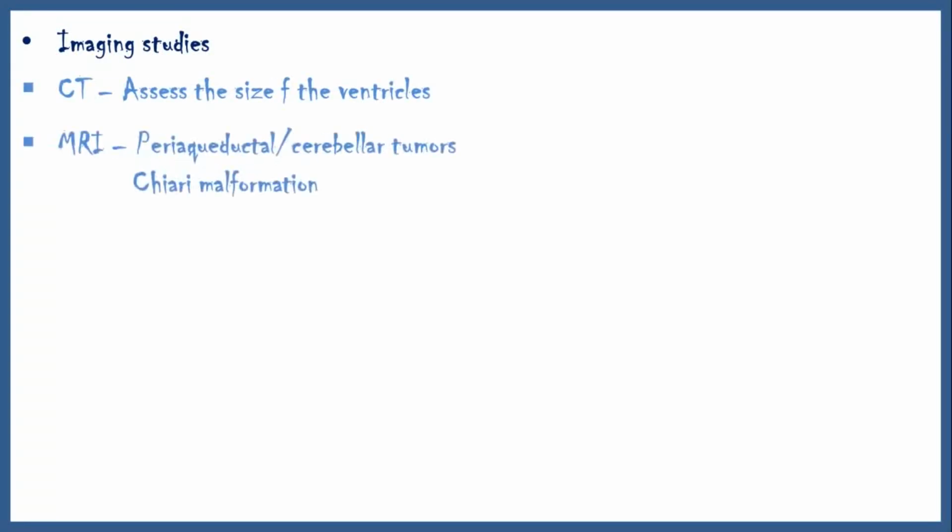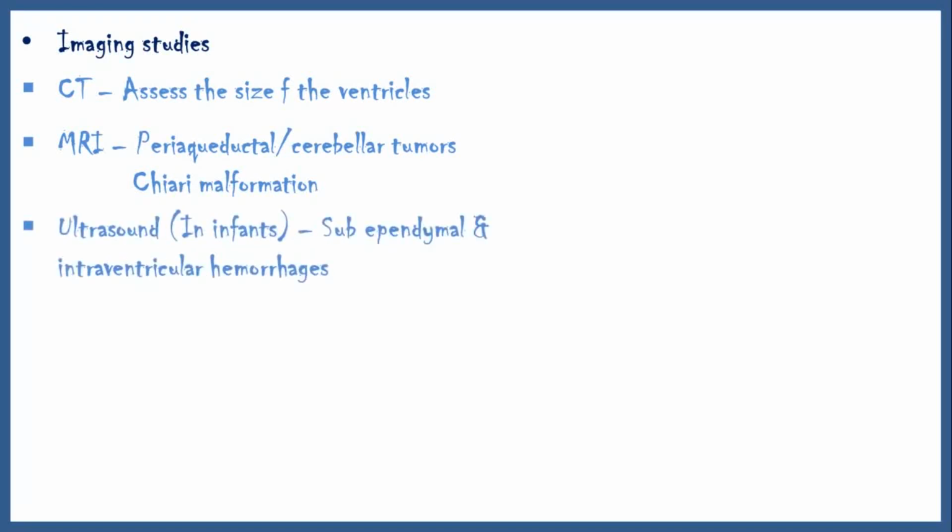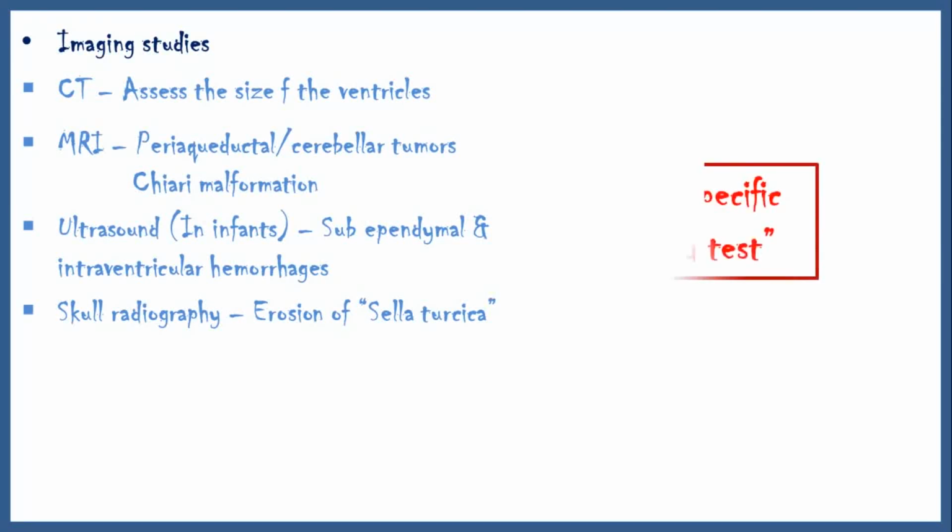Imaging studies include CT scanning to assess the size of the ventricles, MRI scanning for the presence of periaqueductal or cerebellar tumors and Chiari malformation, ultrasound scanning in infants for subependymal and intraventricular hemorrhages, skull radiography for the erosion of sella turcica. There is no specific blood test to diagnose hydrocephalus.